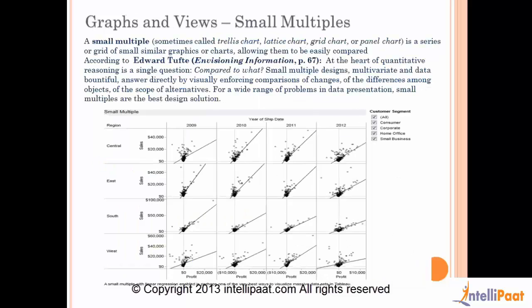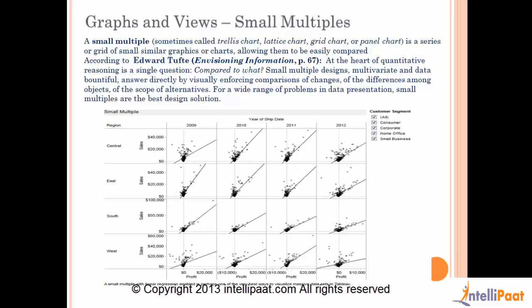Okay, and then, staying with trend lines, though it need not be trend lines, it could be any graph, there is something called a small multiple. It's also called a trellis chart. You might hear a lot about trellis charts or lattice charts, grid charts. These are nothing but small multiples.